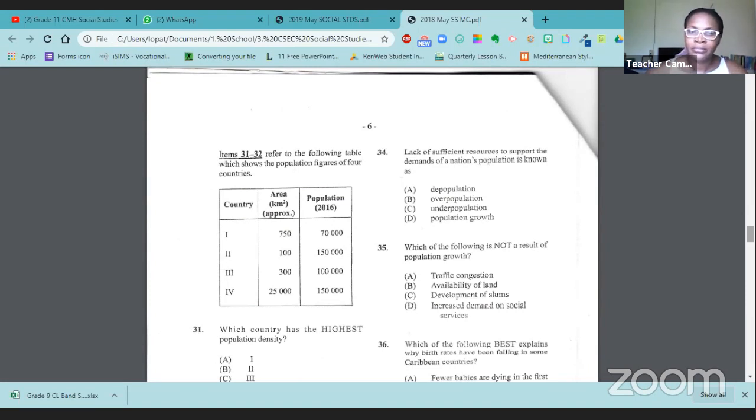This could be a ticklish one. Availability of land. Population growth won't affect the availability of land. It could affect the development of slums. It could cause an increased demand on social services. It's possible. It could cause traffic congestion. Well, but population can increase, but it doesn't mean that transportation on the road has increased. But if your population is increased, you may have to find transportation for them in order for them to be mobile. So it's between A and B, and the one that it would least affect of the two, I would have to change it and say B by reasoning.